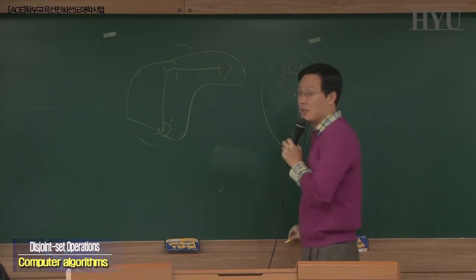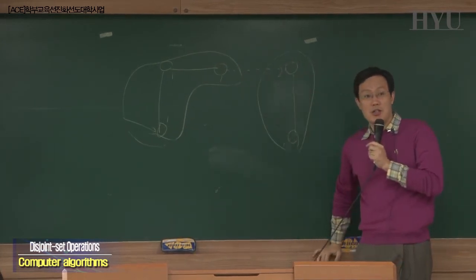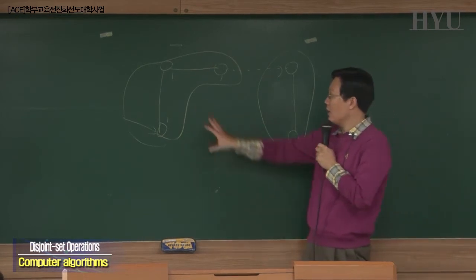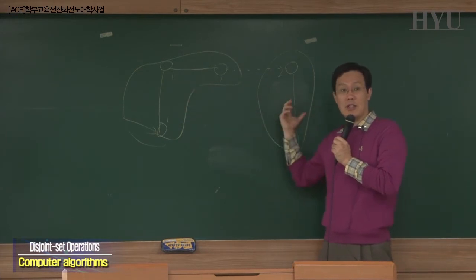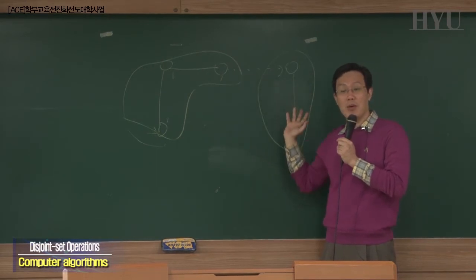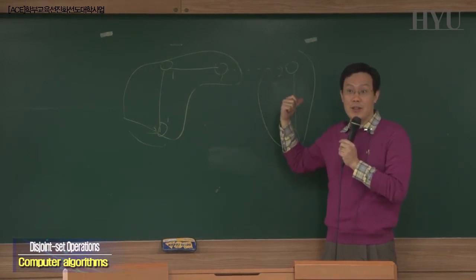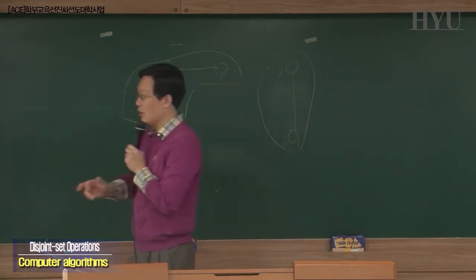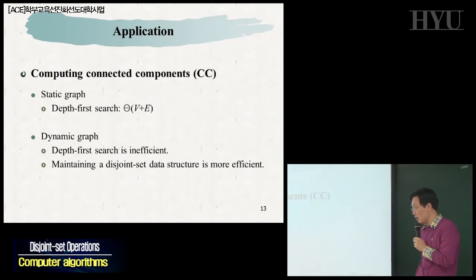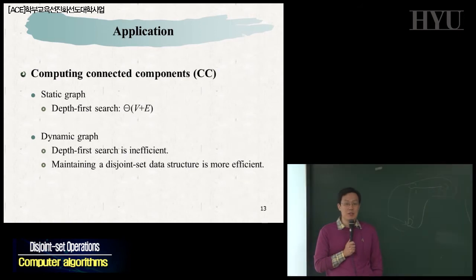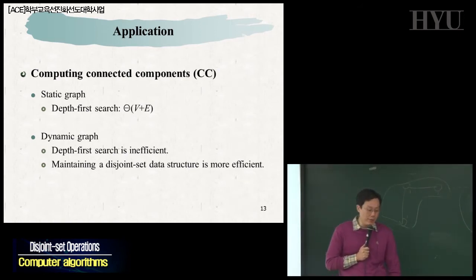But look at this simple case. This edge is added. And if we maintain the information that there are two connected components, we can easily determine the connected components of this new graph. There is only one connected component in this graph. So that's the main idea. If we maintain a disjoint set data structure, then finding connected components is very efficient.